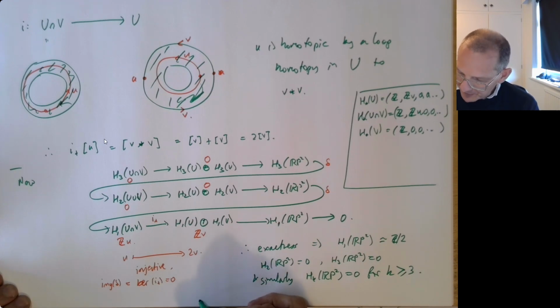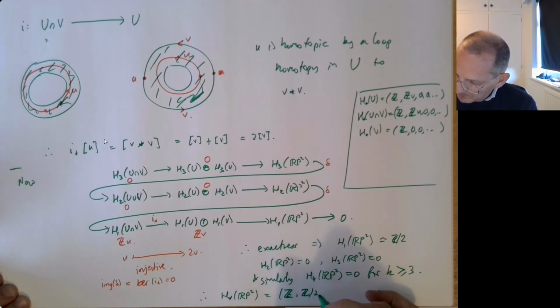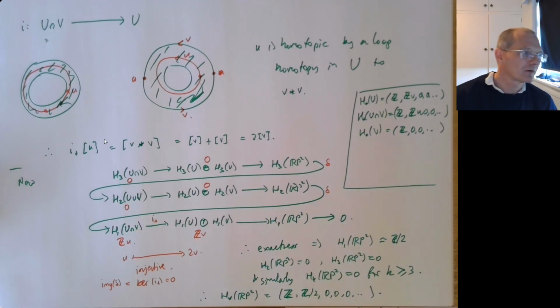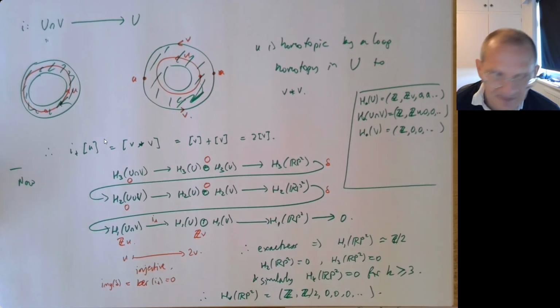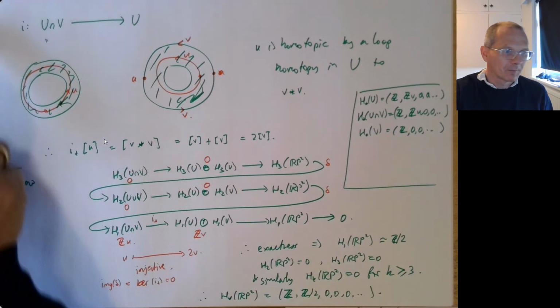So our conclusion is the homology of RP2: you've got a Z, then a Z mod 2, and then zeros. Okay, so that's our first example of a space with a homology group which isn't just Z to the K for some K. Okay, so there's the homology of RP2.